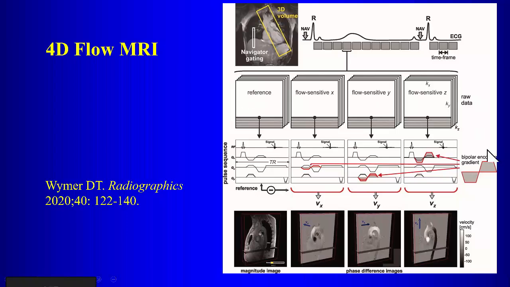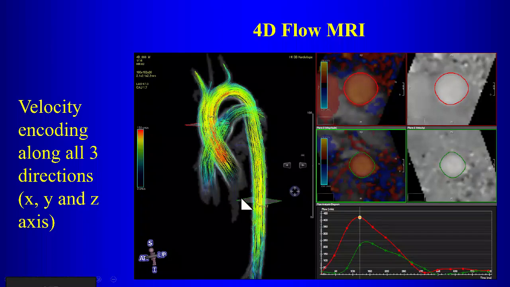It takes longer to run these sequences. It can take 10 minutes to run the sequence. So there's a time penalty here. But you acquire the information over the whole volume, velocity encoding along all three directions. Once you've acquired that information, you can go back to the volume and measure flow in any vessel wherever you want within your volume.